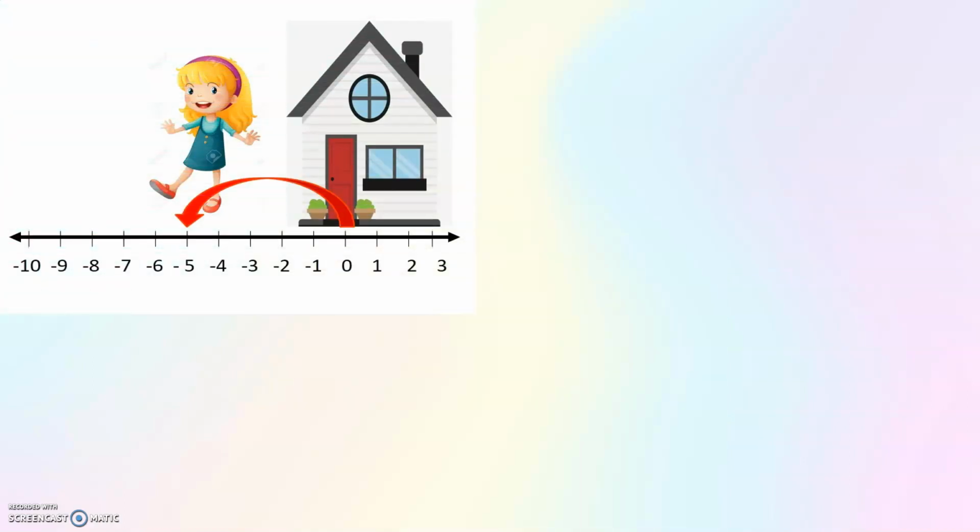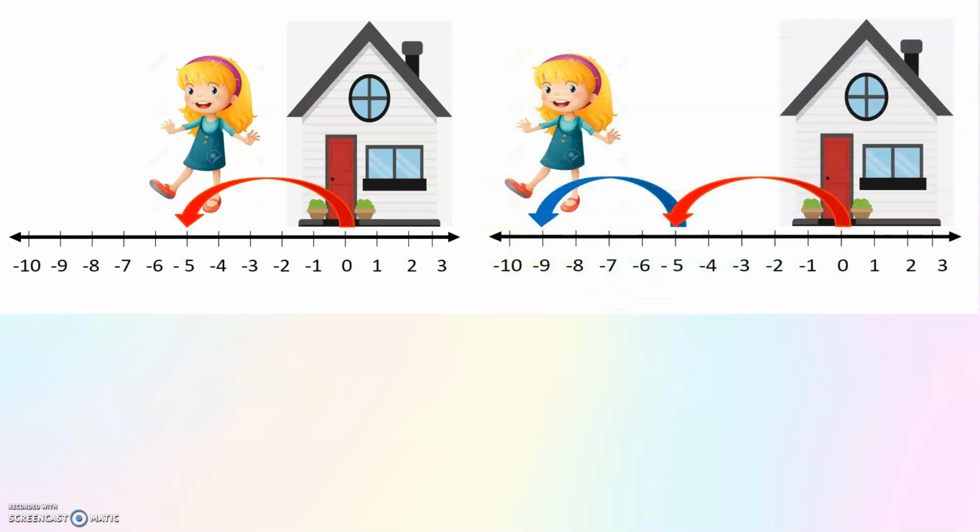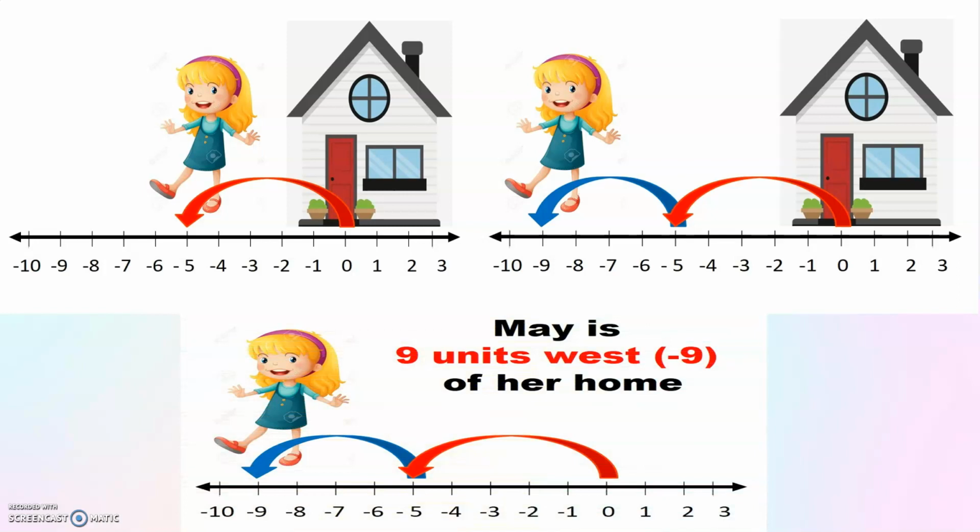So, if May will go to Louis' place, which is 5 units west of her home, she will now be at -5 on the number line. And from Louis' home, if they go to Danica's home, which is 4 units west of Louis' home, they will now be at -9. Therefore, May is 9 units west of her home.